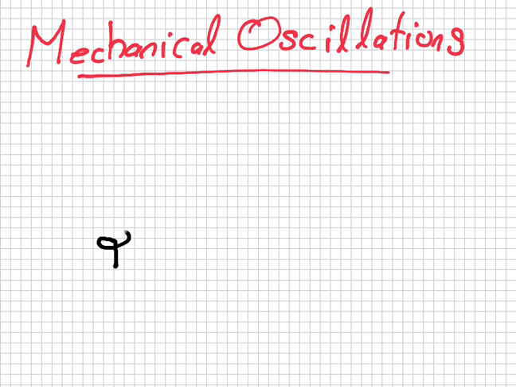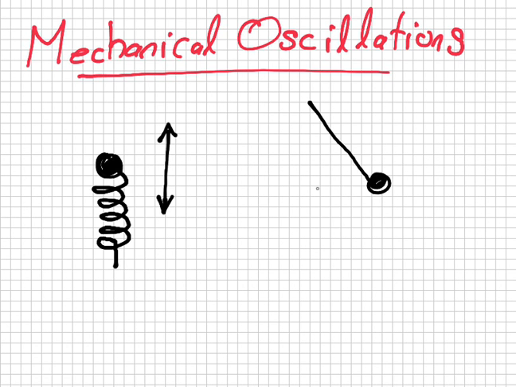So in physics, when we talk about mechanical oscillations, normally we're talking about things like a spring or a pendulum, or anything that's moving with a sort of regular pattern back and forth. So here that's one, and then here a pendulum swinging back and forth like that. That's another example. There are many, but these are the two most common.